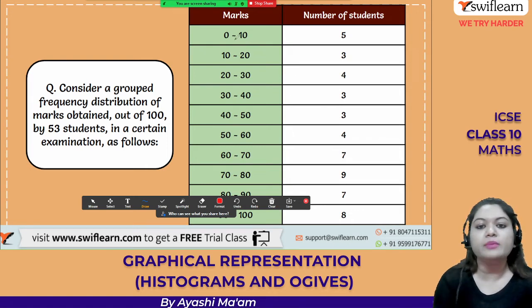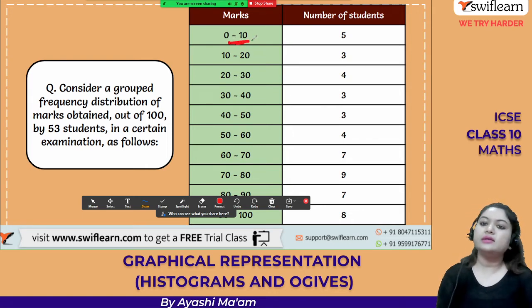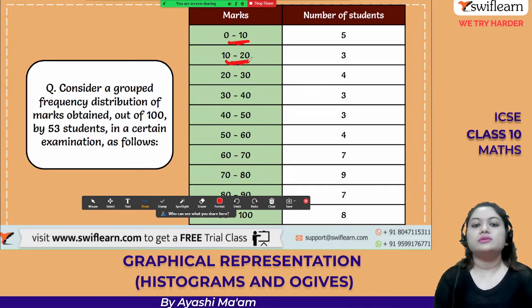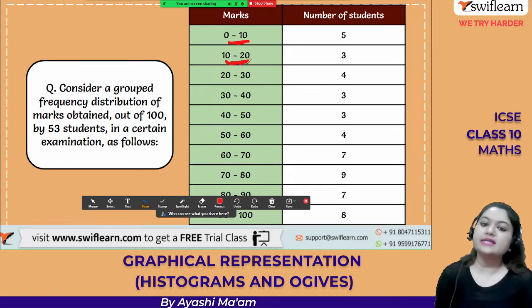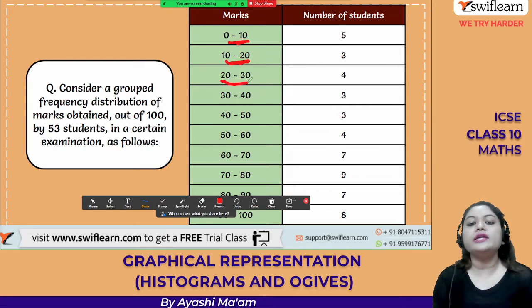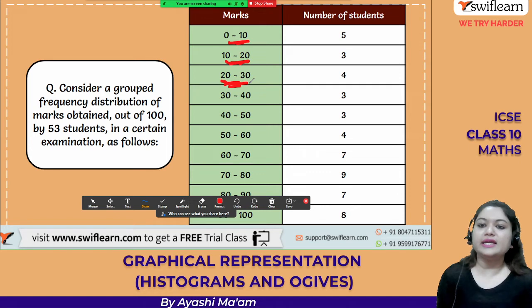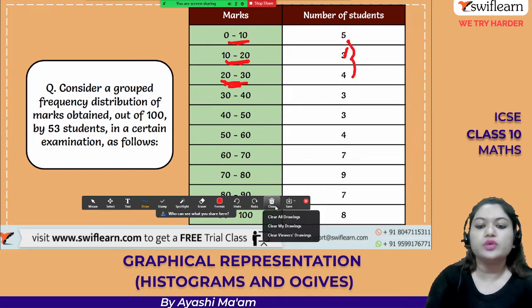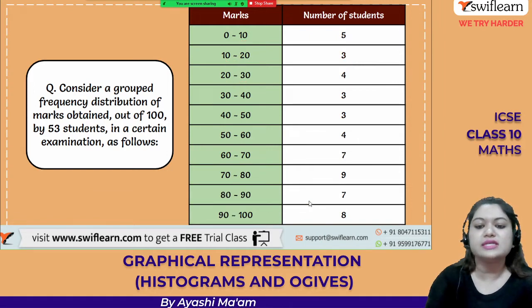So 0 to 10 means less than 10. 10 to 20 means less than 20. 20 to 30 means less than 30. And cumulative frequency, you know, right? First one will be 5, then it will be 5 plus 3, then it will be 5 plus 3 plus 4. So we just need to keep on adding successively.